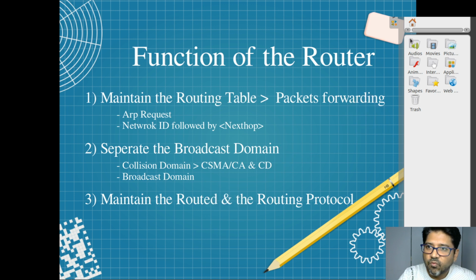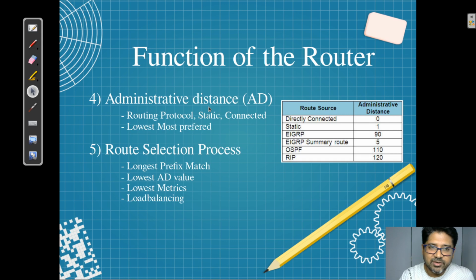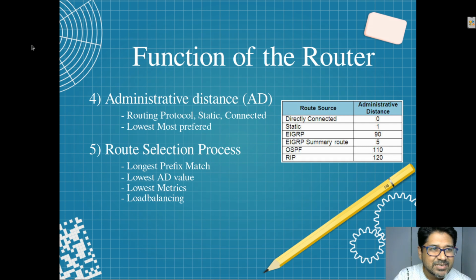We will move to the fourth function, that is called administrative distance. Administrative distance is an integer value which shows the trustworthiness of the route. It means which routing protocol this route belongs to, who has brought this route, who has installed this route into the routing table.